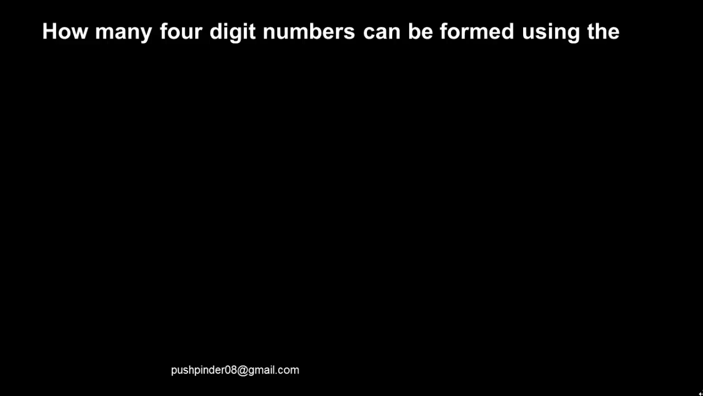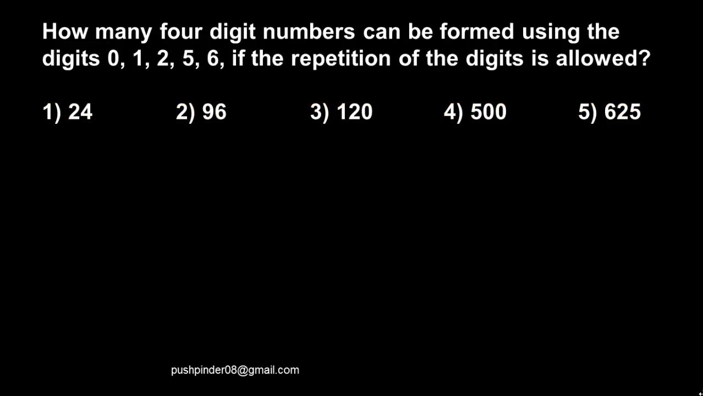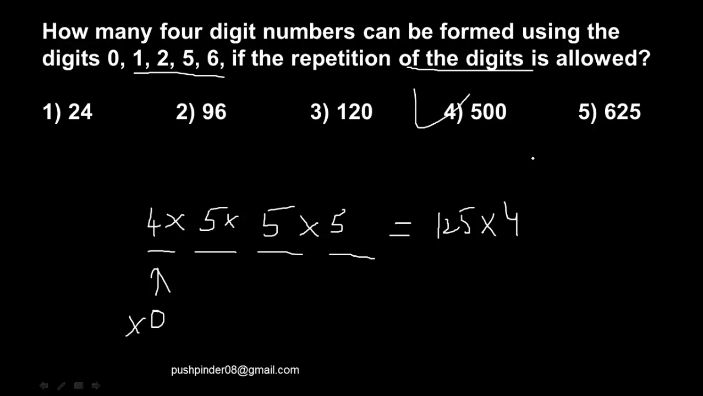Okay, now how many 4-digit numbers can be formed using these digits if the repetition of digits is allowed? Now this is again a similar kind of question, but there is just one twist. The condition is that you can't use 0. If you use 0, the number will be a 3-digit number. So over here you can only use these 4 numbers, 1, 2, 5, 6. Now repetition of digits is allowed, that means you can use any of the 5 numbers here, any of the 5 numbers here, and any of the 5 numbers here. So your answer is nothing but 125 times 4, which is equal to 500, right?